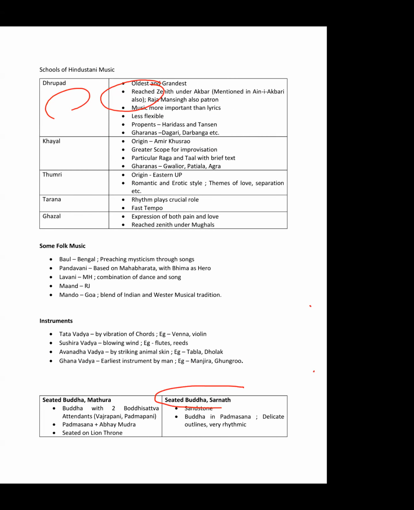Next is the seated Buddha at Sarnath, made of sandstone. It is basically Chunar sandstone. But even if you remember sandstone, that is more than enough. Buddha again in Padmasana, delicate outlines, rhythmic.